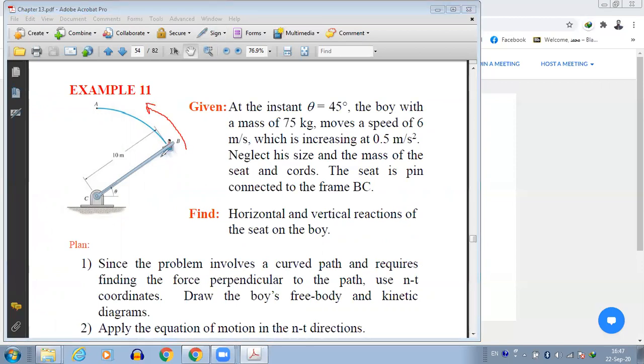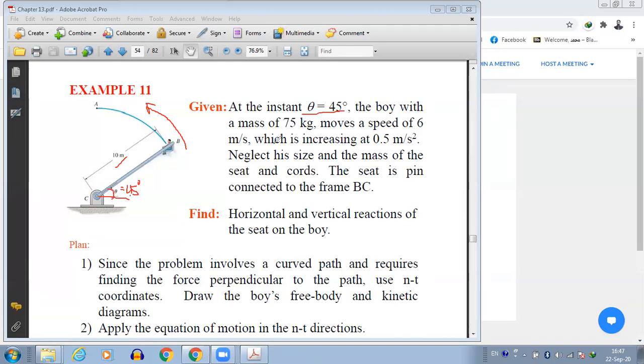And this link has a length of 10 meters. At this instant, theta is 45 degrees. So they mentioned theta here. This is 45 degrees. Writing is very difficult.